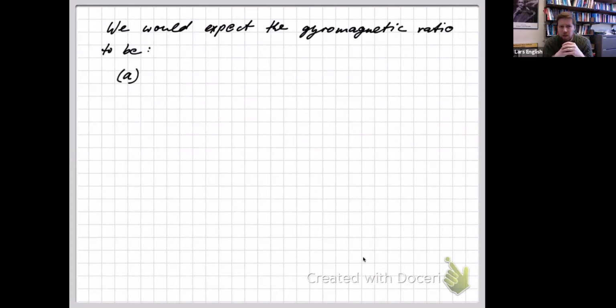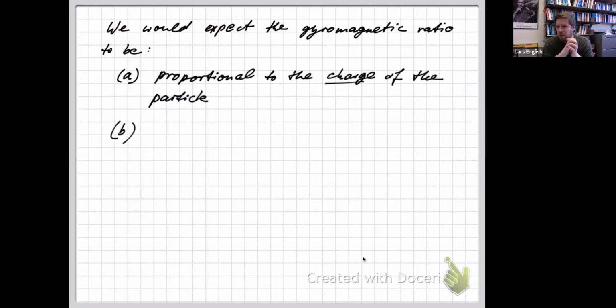Because now we want to argue more qualitatively, what should gamma depend on? Well, first off, it should be proportional to the charge of the particle. That makes sense, because if we have no charge, there is no circular current. But in terms of mass, going back to the previous argument, the larger the mass, the smaller the rotational speed, omega, and therefore also the smaller the current loop, therefore maybe the smaller the magnetic dipole moment.